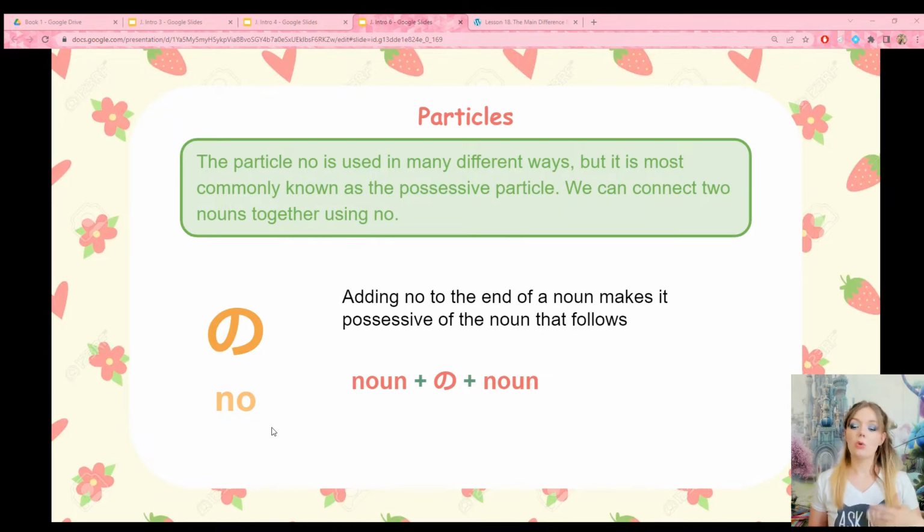If I wanted to say, which one is your cat? Oh, the white one. The white one is mine. The big one. The fat one, the cute one, things like that. We can also use no in that way.